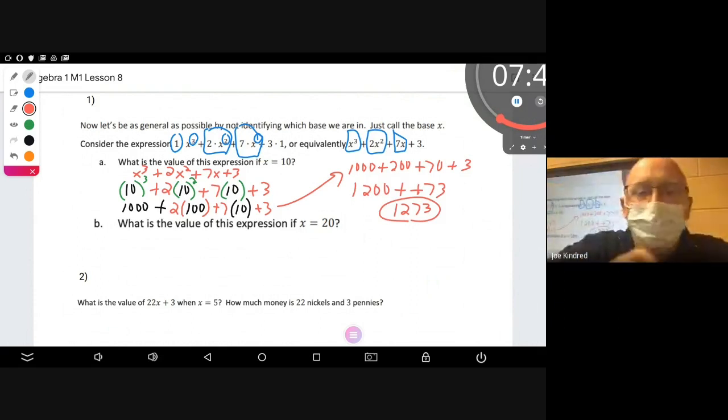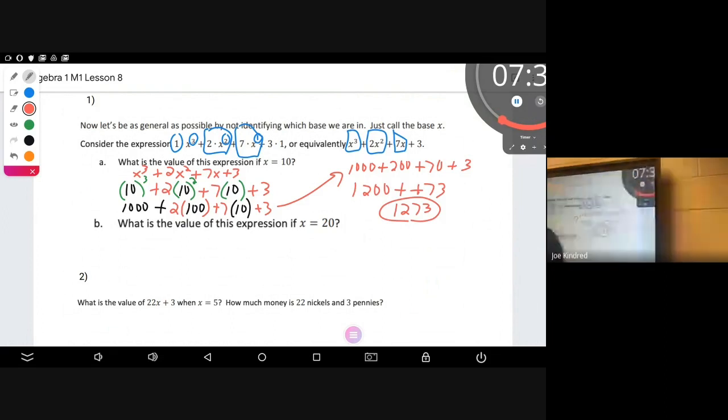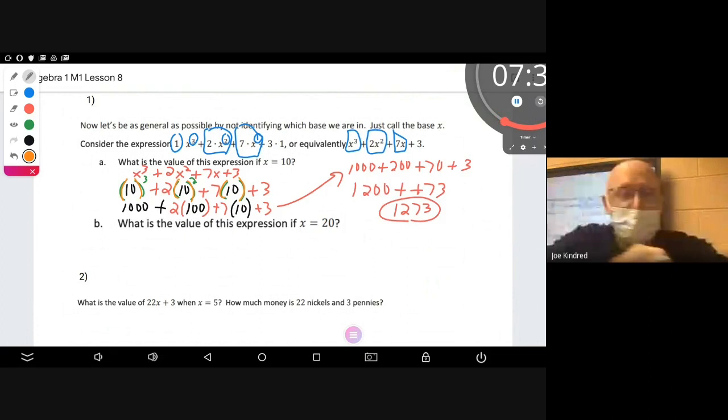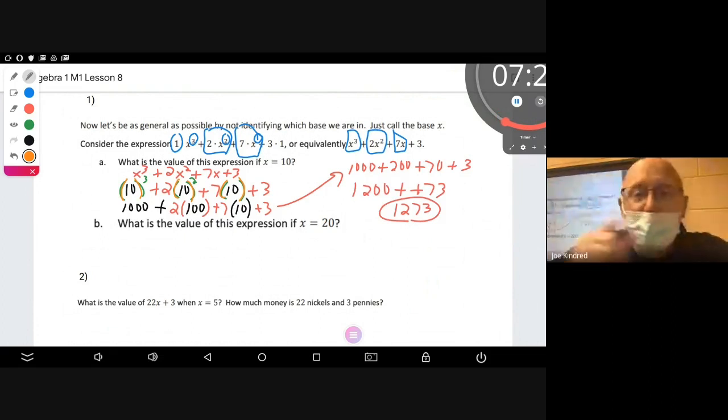So again, plugging in numbers, it starts with a process of every time you see a letter, the best process is to actually put parentheses and then plug in. And so one of the things that we're going to be doing is finding out what the value of an expression is when x is some number. And so that's what example 1a is illustrated for you here. Let's look at another example.